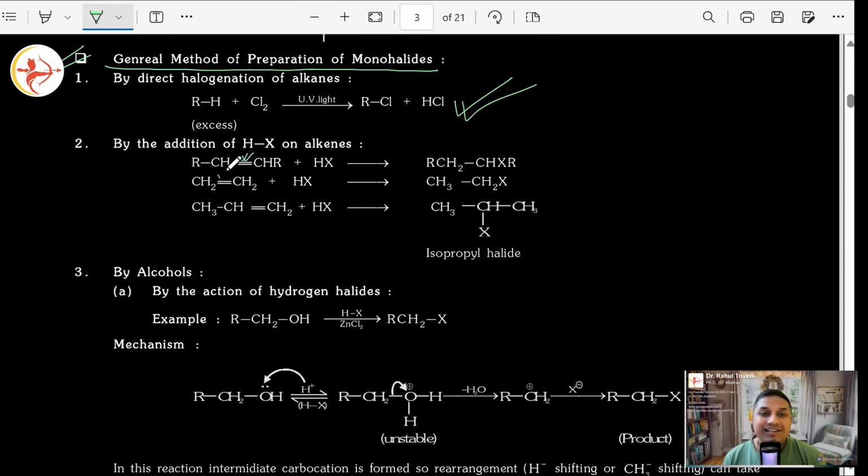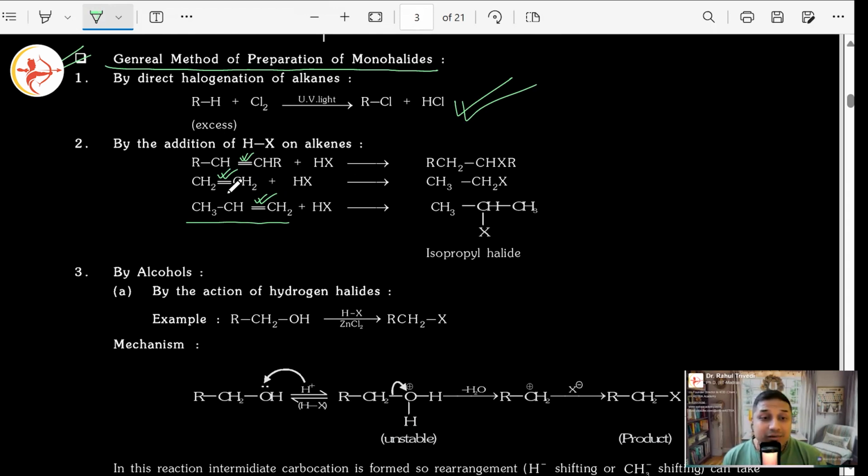Electrophilic addition, because what are we using? Unsaturated compounds with heavy electron density, so obviously an electrophilic attack. Correct? Now if you have something like propene, where will H plus go? Markovnikov's rule will be followed. H plus will go to the terminal carbon.